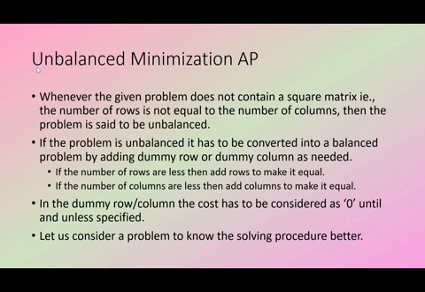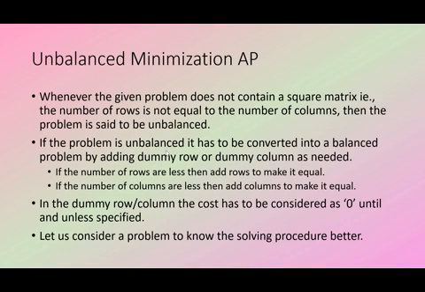So the type of problem that we are dealing with today is the unbalanced minimization assignment problem. Whenever the given problem does not contain a square matrix. What do you mean by square matrix? The number of rows is not equal to the number of columns. Then the problem is said to be unbalanced. So the number of rows is not equal to the number of columns, the problem is unbalanced. So what are we supposed to do? Convert it to a balanced problem.